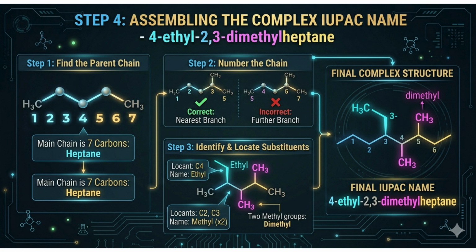We list ethyl first because E comes before M alphabetically. We use a comma between the 2 and 3 and hyphens to separate all our numbers from our words. Put it all together and you get 4-ethyl-2,3-dimethylheptane. It looks long, but when you follow the steps, it's just like putting together a puzzle.